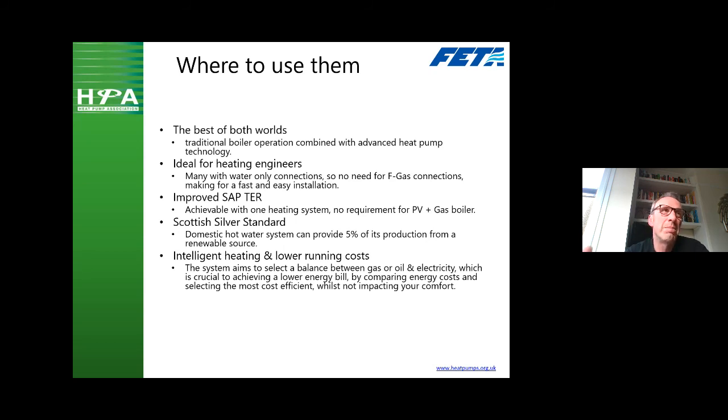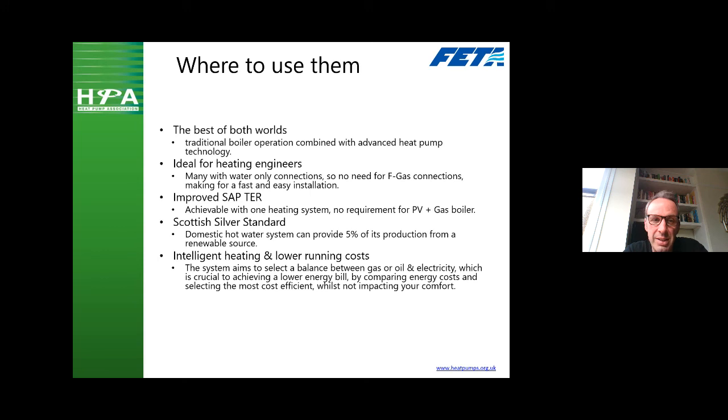We can introduce heat pumps, and it means that the consumer can use the heating system in exactly the same way as they've always used a heating system, but the heat pump is adding to help heat and provide hot water. So it sort of gives us the best of both worlds, traditional boiler operation combined with advanced heat pump technology. It's ideal for many heating engineers because most of these hybrid or bivalent systems only need water connections. So there's no need for F-gas accreditation, making the install simpler and easier.